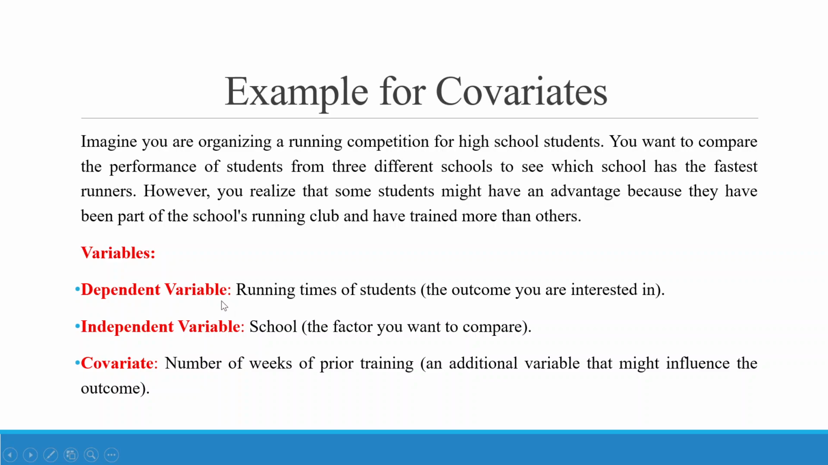Variables. Dependent variable, running time of students, the outcome you are interested in. Independent variable, school, the factor you want to compare. Covariate, the number of weeks of prior training. This is an additional variable that you want to control, which might influence the outcome.